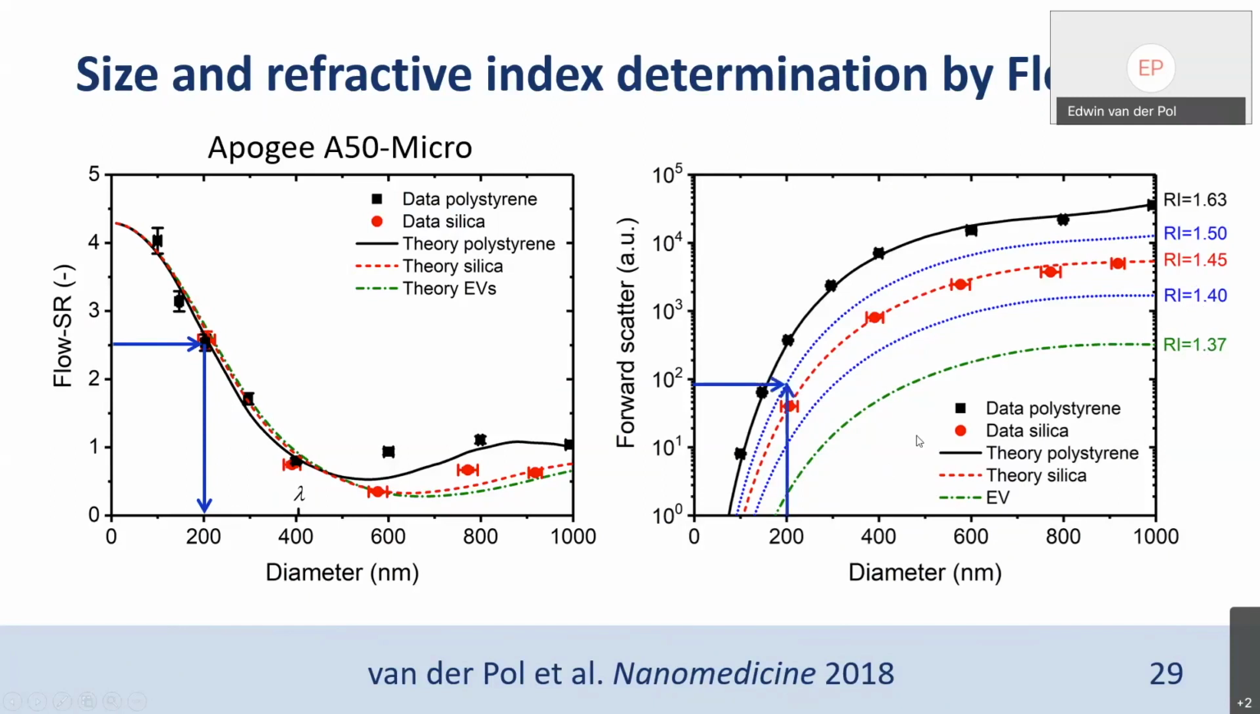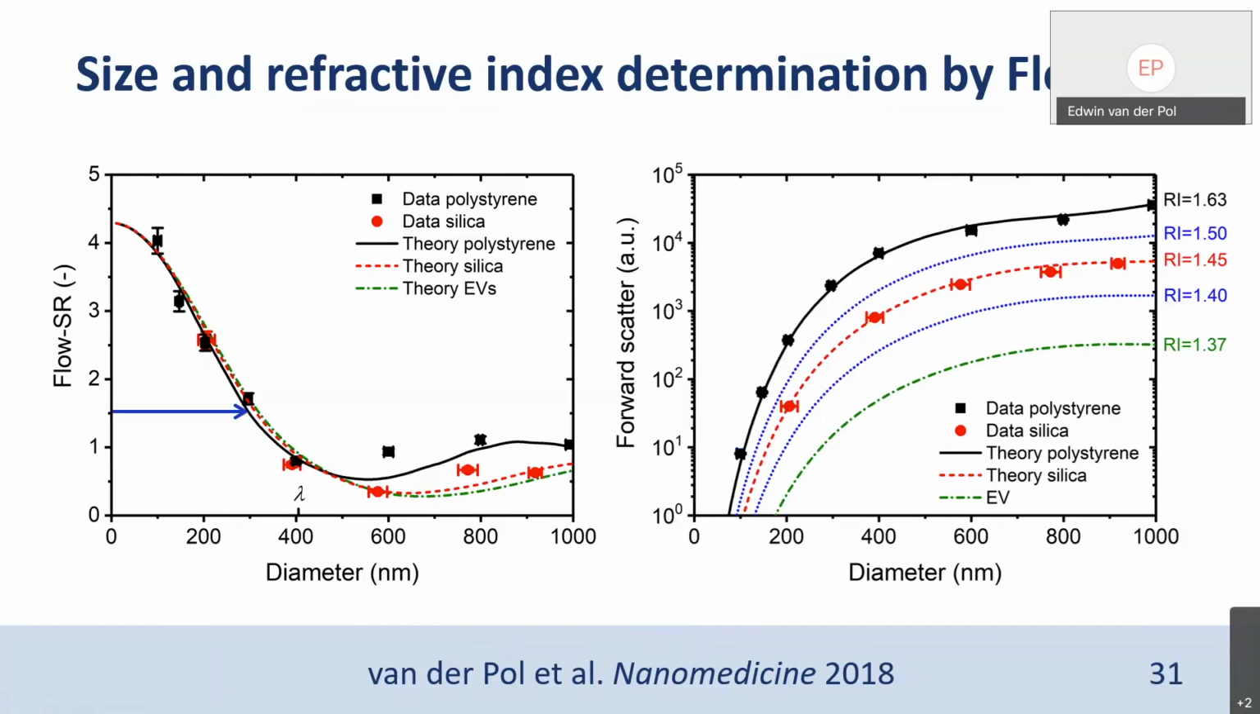And then we relate the measured forward scatter to the calculated refractive index. And in this case, for this 200 nanometer particle, the forward scatter was 90, corresponding then to a refractive index of 1.50. Nevertheless, if we would have measured a forward scatter of 10 arbitrary units, this would have been a particle with a refractive index of 1.40.